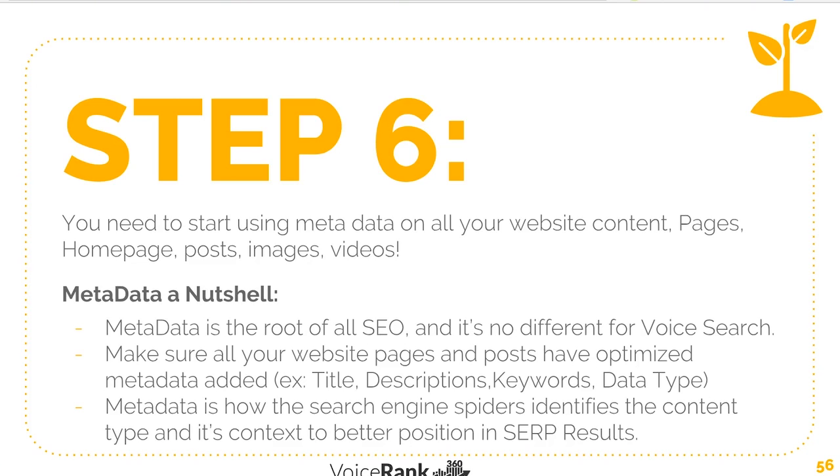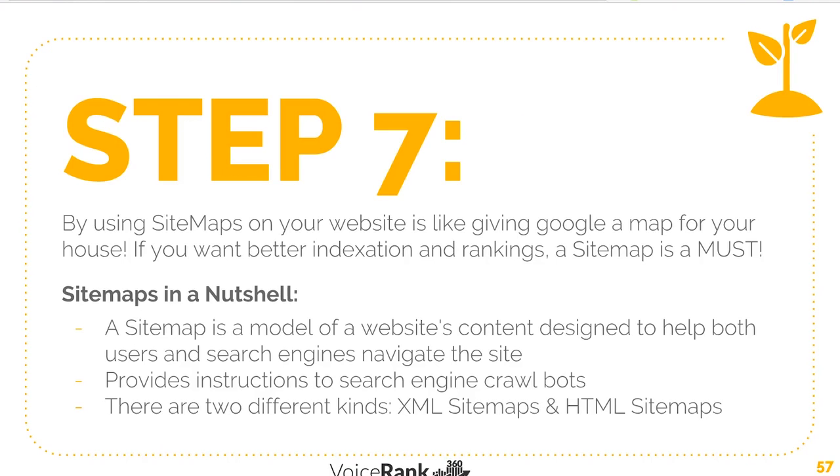Metadata is how the search engine spider identifies the content type and its context to better position them in the SERP results. So if you want better positions from the search engines, you best provide the most optimized metadata for these robots. Step 7. Using sitemaps on your website is like giving Google a map for your house.